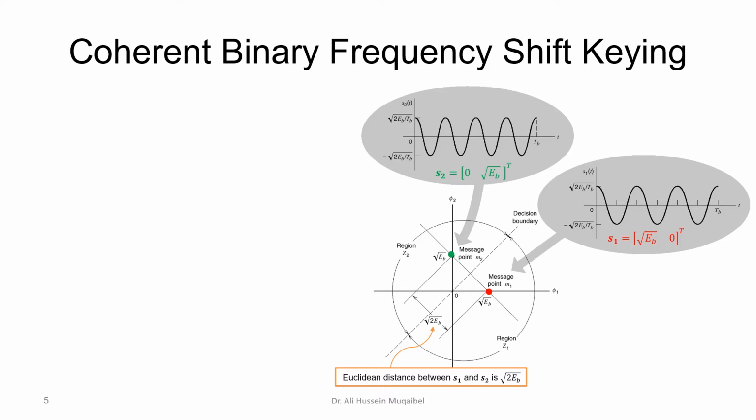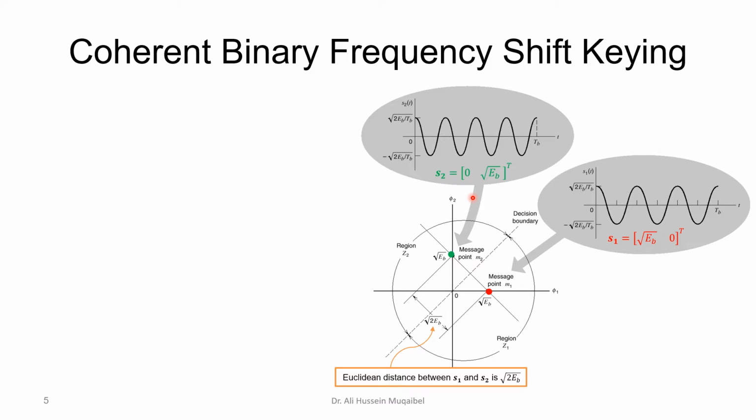Now, when it comes to the constellation diagram for binary frequency shift keying, just like we mentioned, we have two bases, and those two bases are sinusoids with two frequencies. This is the first basis, and this is the second basis. You can see the difference in the frequency. If you are sending one of these bases with the proper energy, we can represent signal 1 with the vector square root of Eb and 0. Similarly, we'll have 0 and square root of Eb for the second signal.